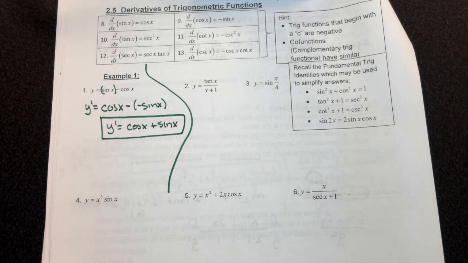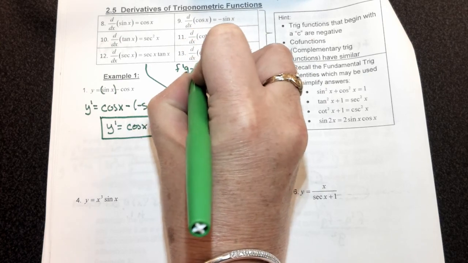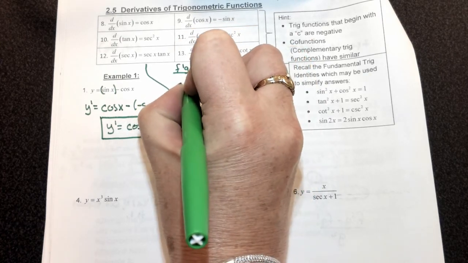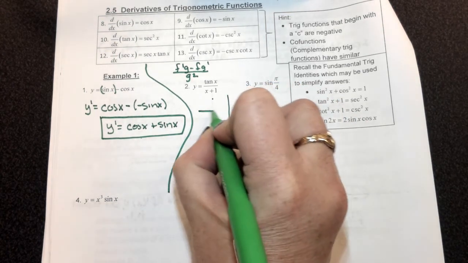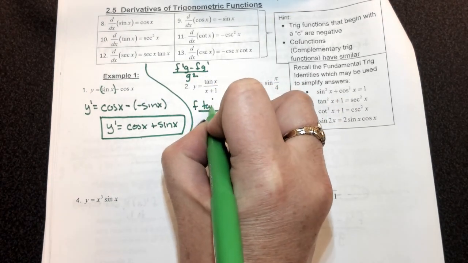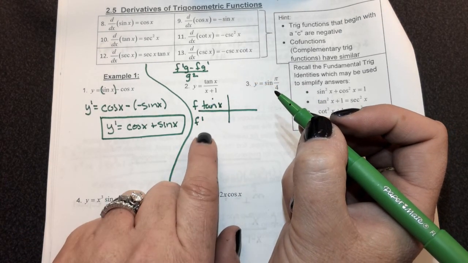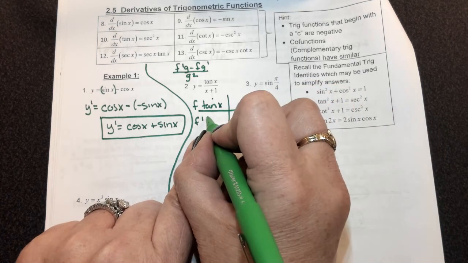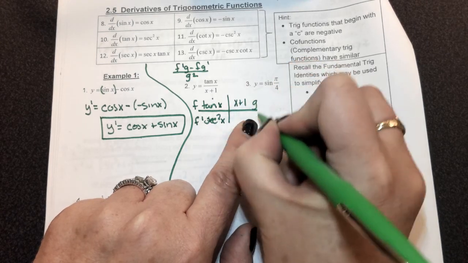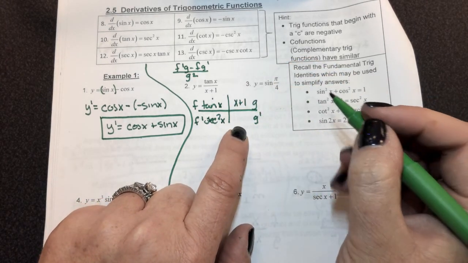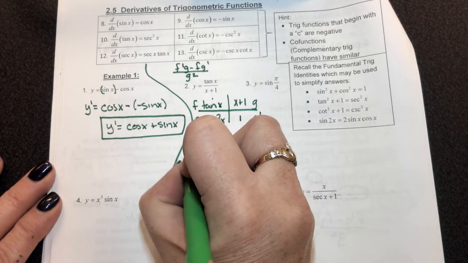Using your quotient rule, I know my quotient rule is f prime g minus fg prime, square the bottom, and away you go. So again, f is your numerator, which is tangent of x. So if my f is tangent of x, what is f prime going to be? Secant squared x. G is the denominator, x plus 1. What is g prime? G prime is going to be 1. So now substitute into my quotient rule.